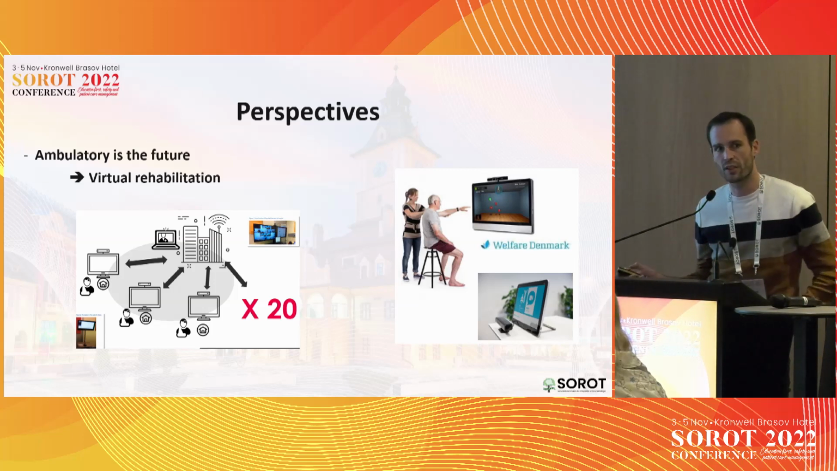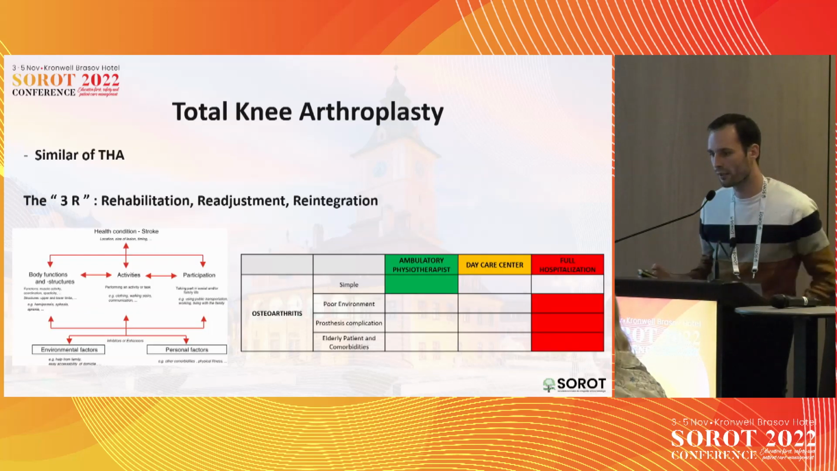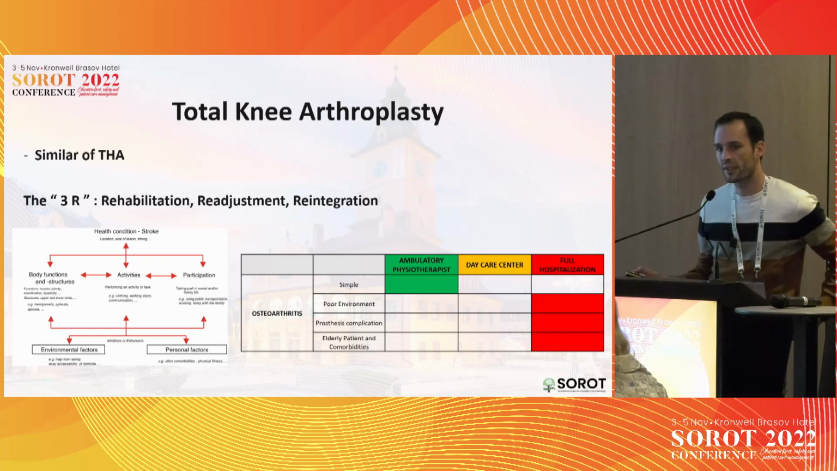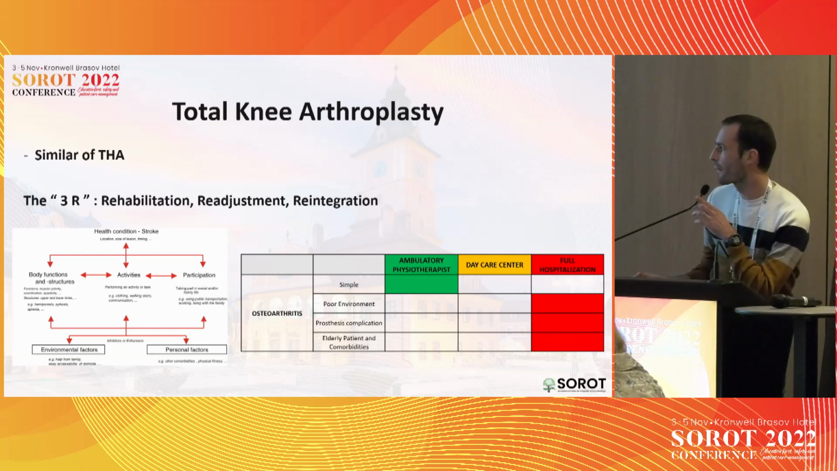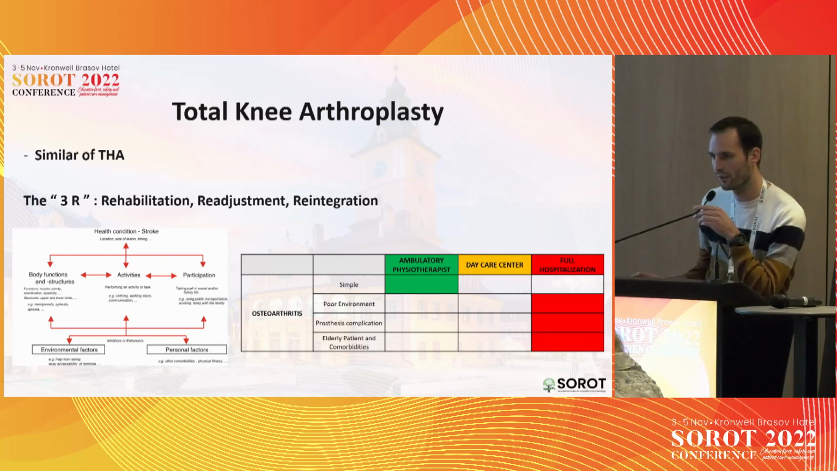Now we have talked about THA rehabilitation, and for total knee arthroplasty, it's also the same thing. We have the three phases: rehabilitation, readjustment, reintegration, which are included in the international classification of functioning. For the indication of rehabilitation, in most cases it is simple osteoarthritis, so they take ambulatory physiotherapy. And sometimes we have a poor environment, prosthesis complication, most often fear, or elderly patients and comorbidity, and they take them into full hospitalization.